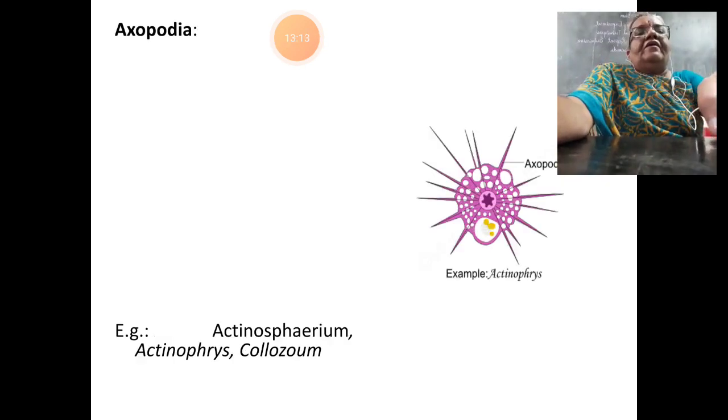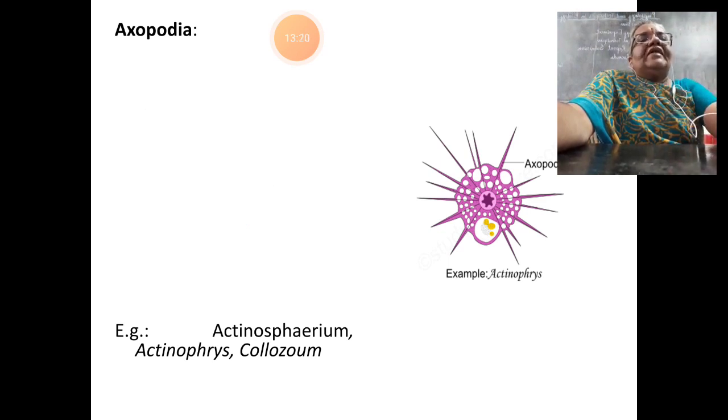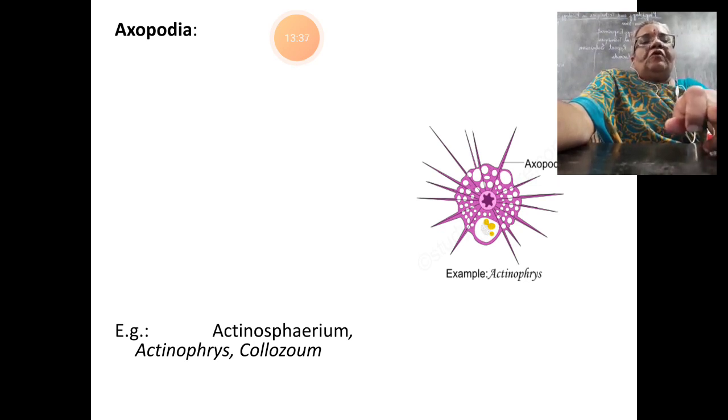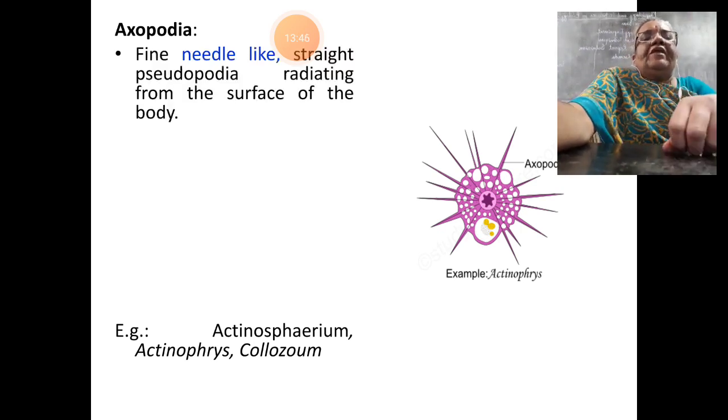Then there is one more type of pseudopodium called axopodia. You can see the diagram of a protozoan, Actinophrys, which exhibits the formation of axopodia. Axopodia are formed in protozoans like Actinosphaerium, Actinophrys, Collozoum, etc. The diagram you are seeing on the slide is Actinophrys. Now let us see the details.